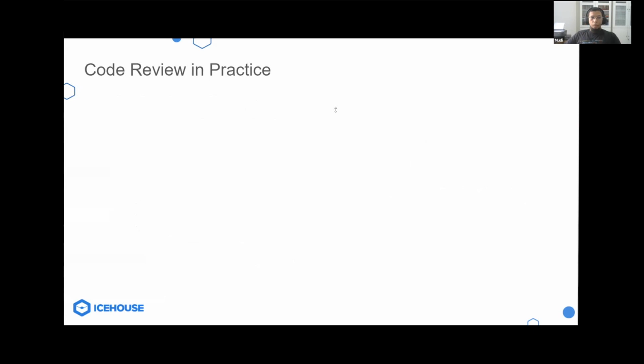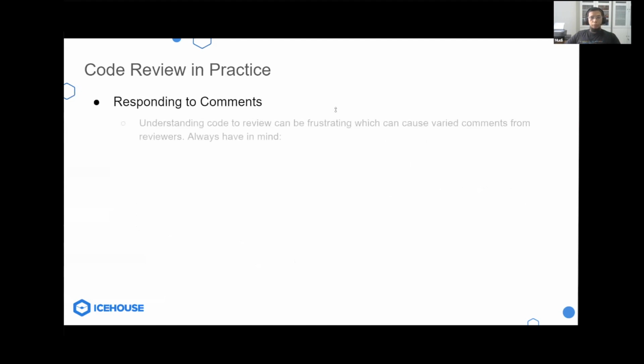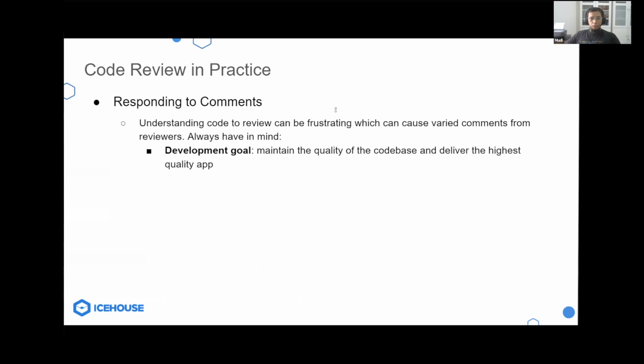All right. Now we're going to go through how to respond to comments as the author. As I've mentioned before, understanding other people's code is hard and can be frustrating, which can cause varied comments from reviewers. And when responding to those comments, always keep in mind that the goal of the review itself is to maintain the quality of the code base and deliver the highest quality app, which requires effort from all members of the team. So be nice and be patient.